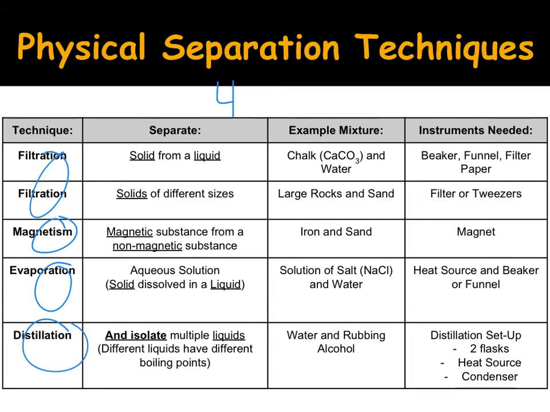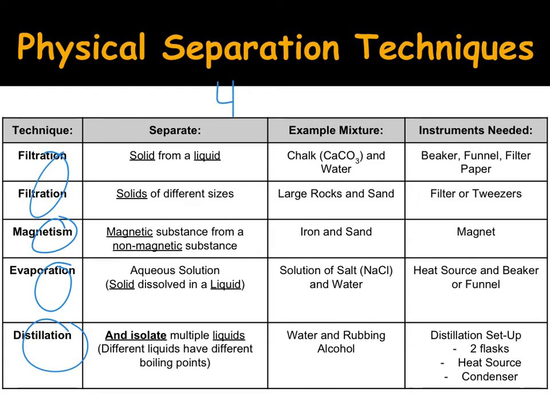So I've given you some examples over there, and it does tell you the instruments you would need. You could use a beaker, funnel, and filter paper, as you saw in the apparatus for filtration. So that's separating a solid from a liquid. That's probably the most common one you're going to do this year.